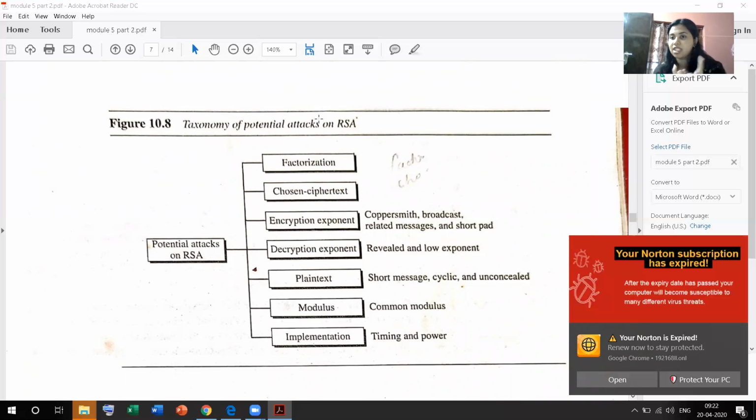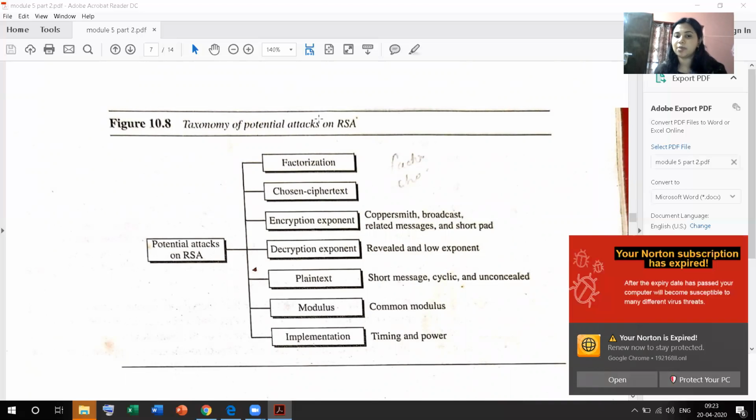Factorization means we are using the value of the modulus n. Depending upon the value of n, the attackers can attack. In the case of the chosen ciphertext attack, that is a ciphertext-only attack. Depending upon the ciphertext, we use various steps to find the plain text. Then attackers can easily obtain the plain text by using the ciphertext.